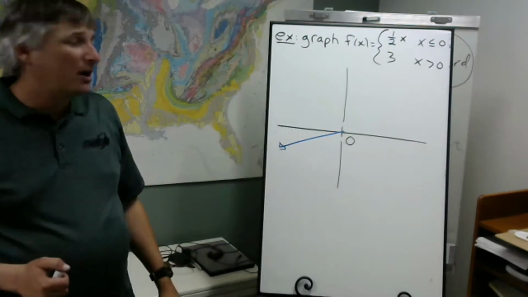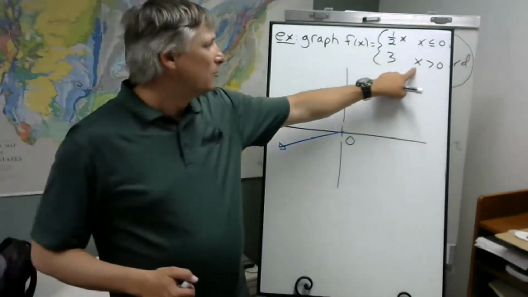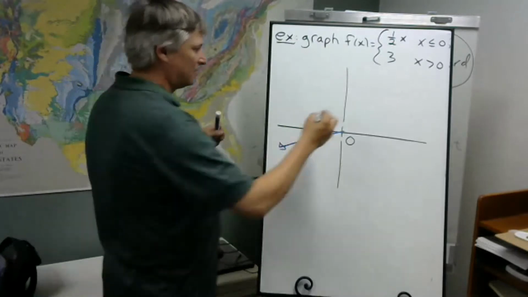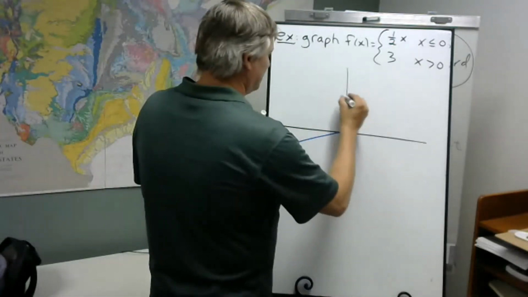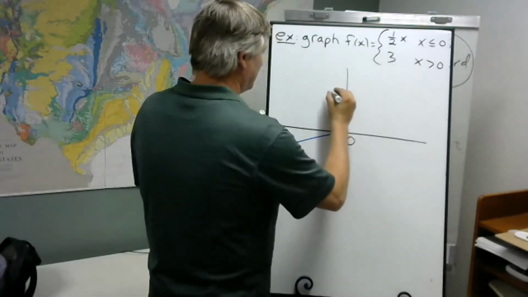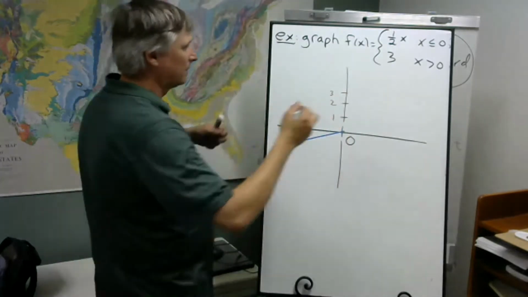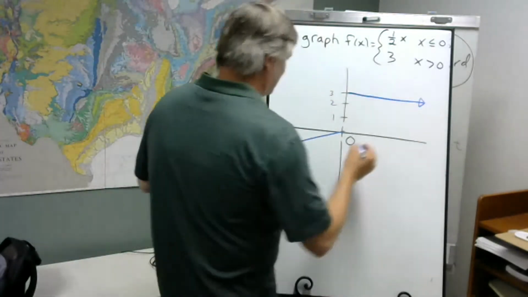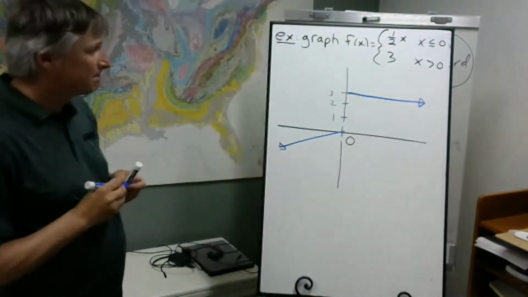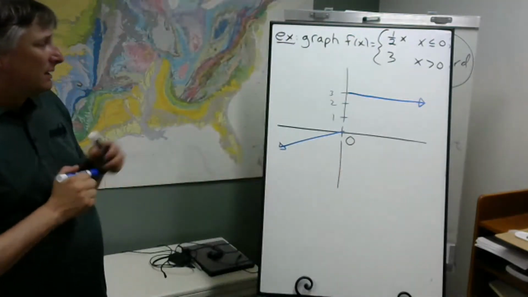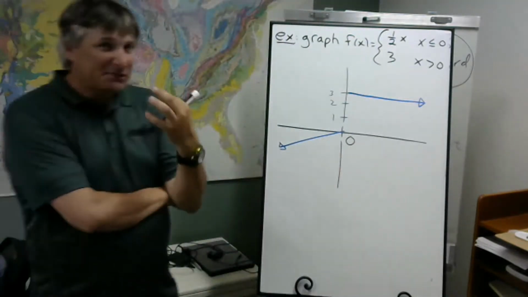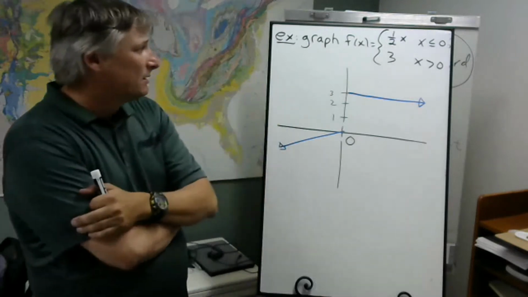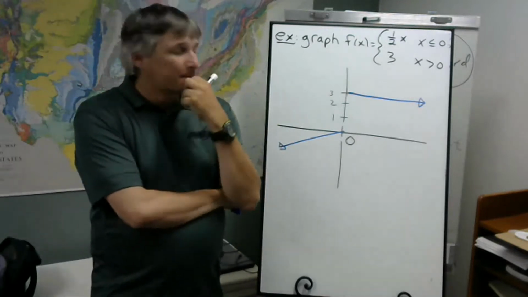Now this is where it gets kind of odd. When x is greater than 0, we use 1, 2, 3. F of x equals 3. It goes on forever. Now, we got a disconnect. There's a hole, there's a gap. That's okay. Got to turn to the inequalities.